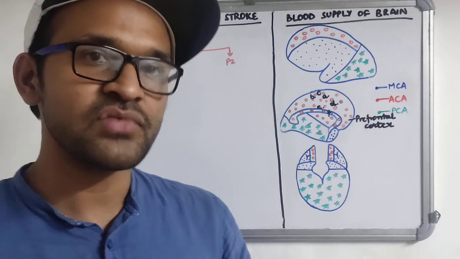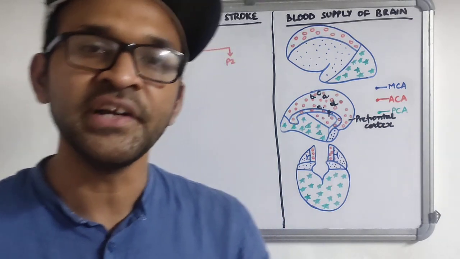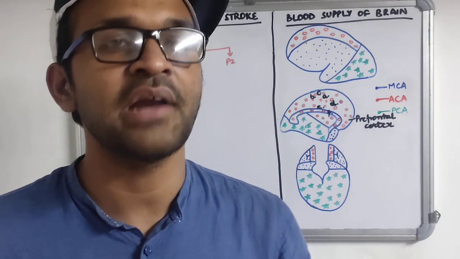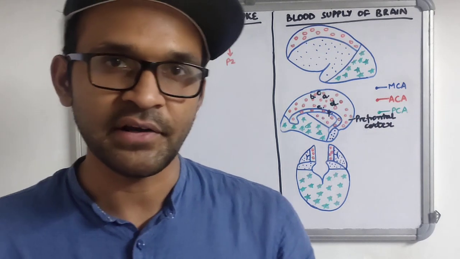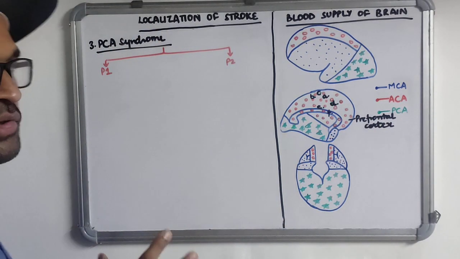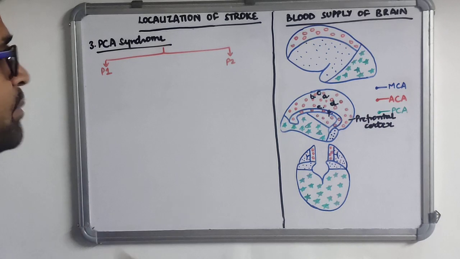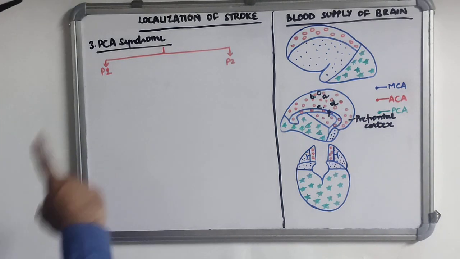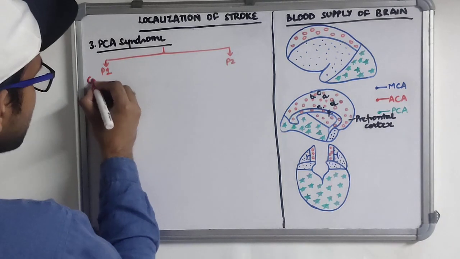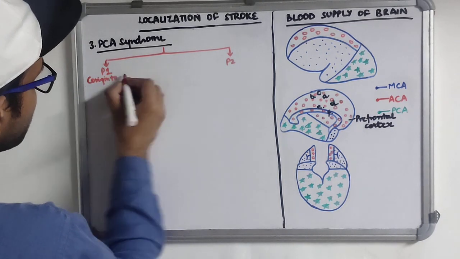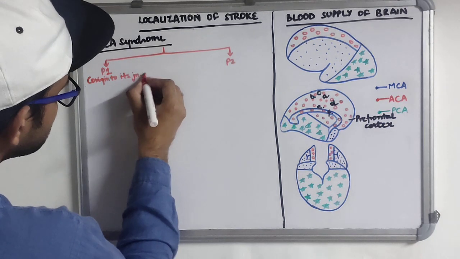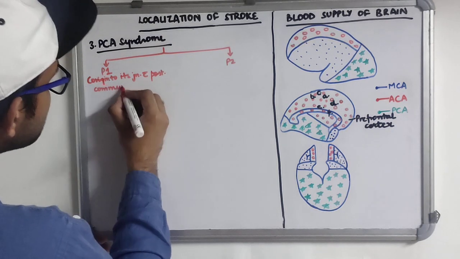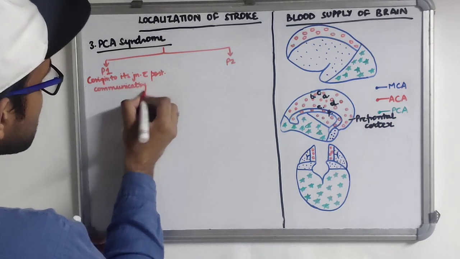When it arises from the internal carotid artery, it is called the fetal posterior cerebral artery. And in 5% of cases, both posterior cerebral arteries arise from the internal carotid artery. We will discuss the majority class, in which the PCA arises from the bifurcation of the basilar artery. It has two segments. P1 is from its origin to its junction with the posterior communicating artery, and P2 is distal to its junction with the posterior communicating artery.